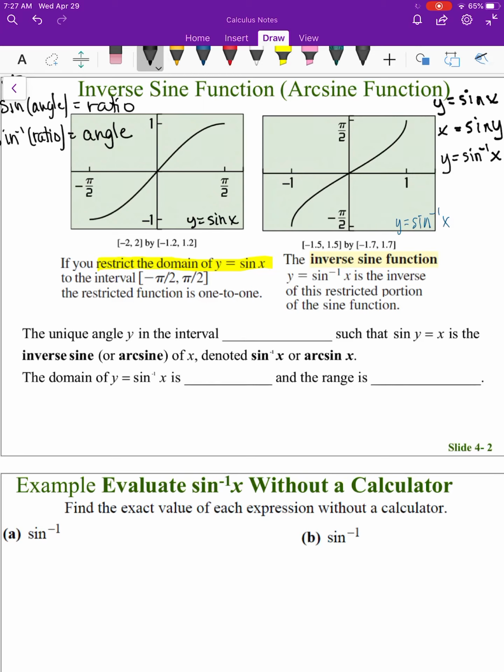So the unique angle y in the interval negative pi over 2 to positive pi over 2, such that sine y equals x is the inverse sine of x, denoted inverse sine, or sometimes we call it arc sine. The domain of y equals the inverse sine of x is negative 1, 1. The range, negative pi over 2, positive pi over 2.